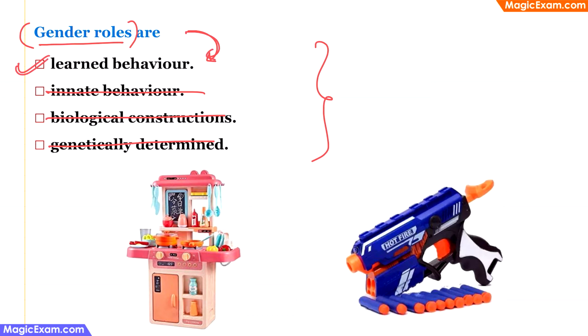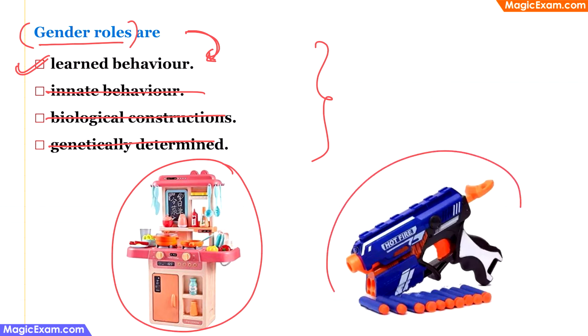A small example could be, why is it that girls like to play with Barbie dolls or kitchen sets? And why is it that boys like to play with guns and cars? That is because they are given such type of toys when they are young. That is, they are taught by their parents or by their relatives that this is the kind of toys that boys should play with and this is the kind of toys that girls should play with. So this type of gender roles are actually learned by the children. Therefore, gender roles are learned behavior.